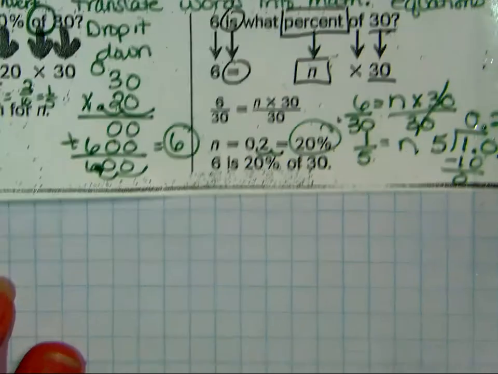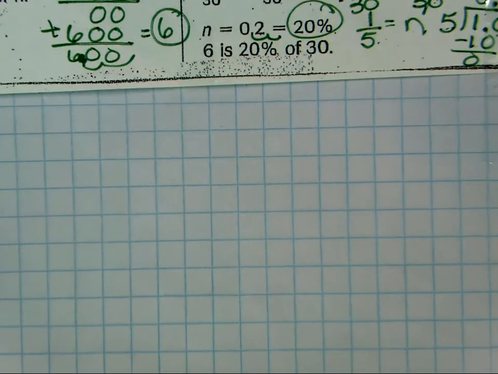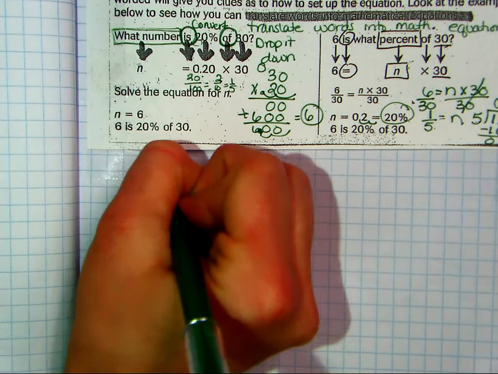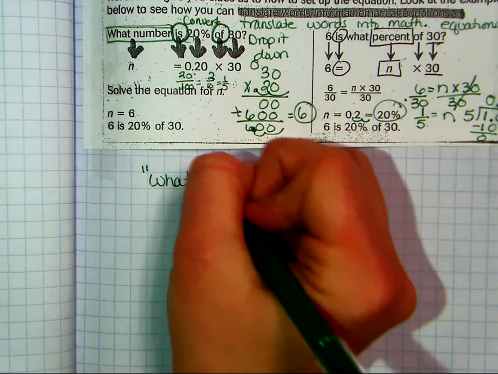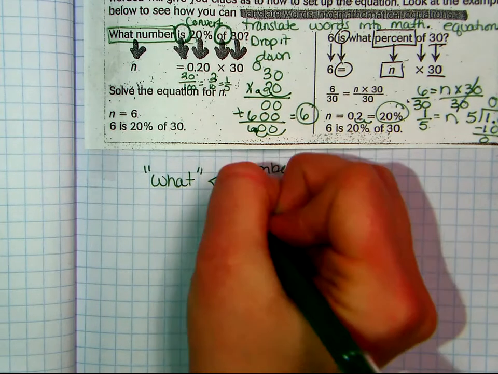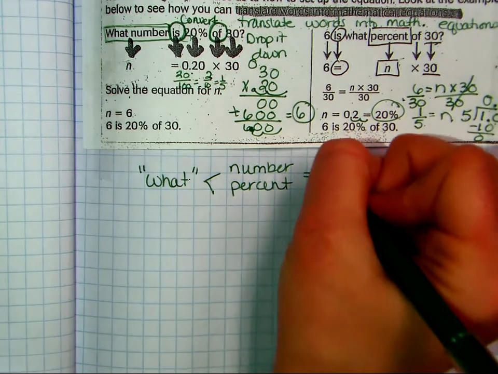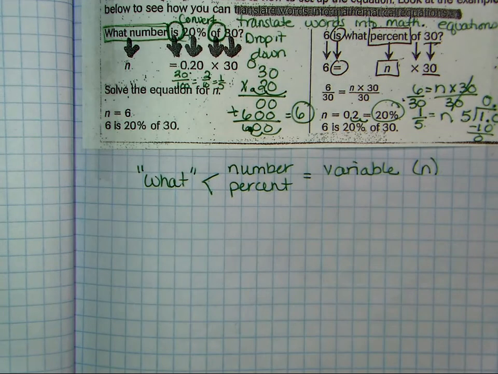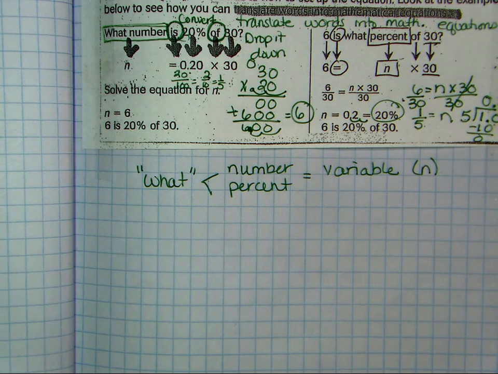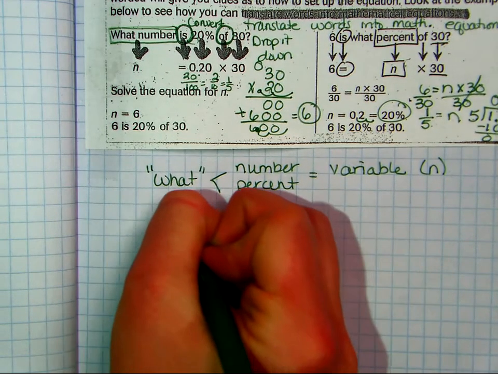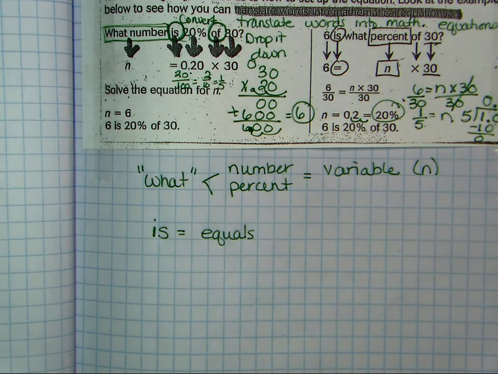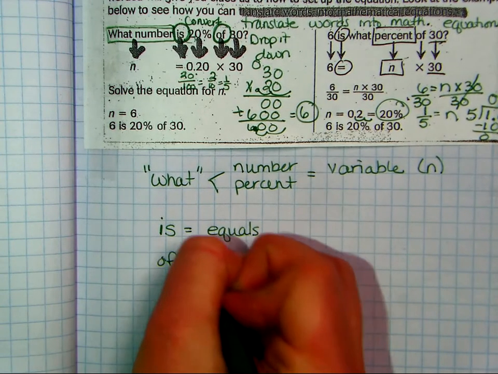So, some notes for us to write down. I'm going to make this a little bit bigger so you can see my notes. First thing, when you have what there, whether it is what number or what percent, you need to write in the variable. It could be n, it could be x, I don't care. I usually use n, it's just my go-to. Then, what about when we have the word is? Is is an equal sign. Then we have of. Of is multiply.